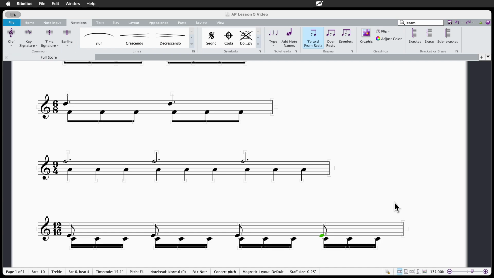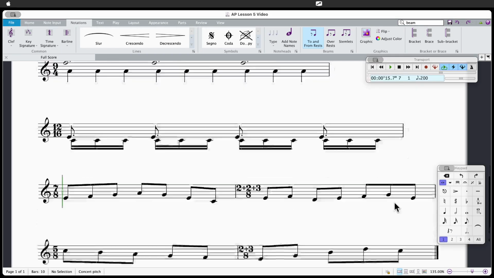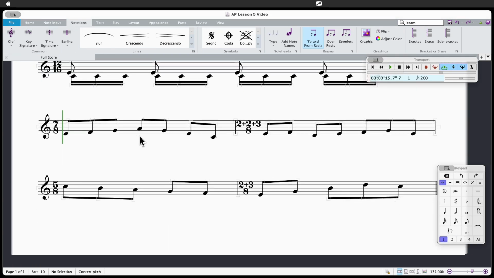Let's take a look at a couple of asymmetrical meters, sometimes called mixed meters. Probably more commonly used is the term mixed meters. The exam may call them asymmetrical meters, and these are those that aren't really evenly divided by anything. So 7/8 and 5/8 are the most popular, and you can see some examples of those here.